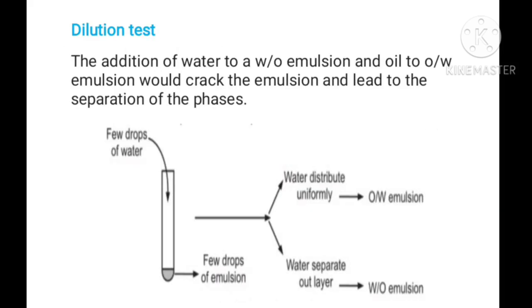In the dilution test, the emulsion is diluted either with oil or water. If the emulsion is oil in water type and it is diluted with water, it will remain stable as water is the dispersion medium. But if it is diluted with oil, the emulsion will break, as oil and water are not miscible with each other. Oil in water emulsion can easily be diluted with an aqueous solvent, whereas water in oil emulsion can be diluted with an oily liquid.